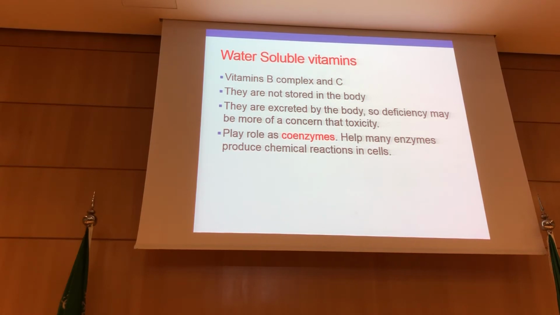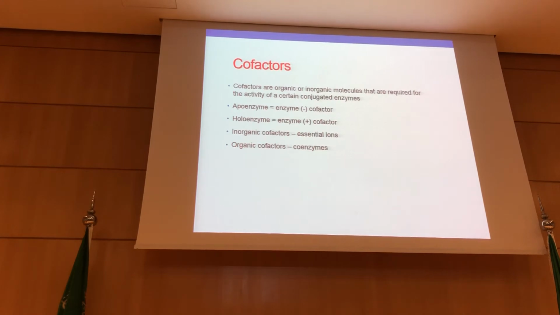Water-soluble vitamins are B and C. They are not stored in the body, so they are not toxic, right? And we need them in small amounts. We need them because they are involved in our metabolism in the form of coenzymes. Now, what are coenzymes or cofactors? They can be organic or inorganic, and they are required for the activity of the enzyme in our metabolism.